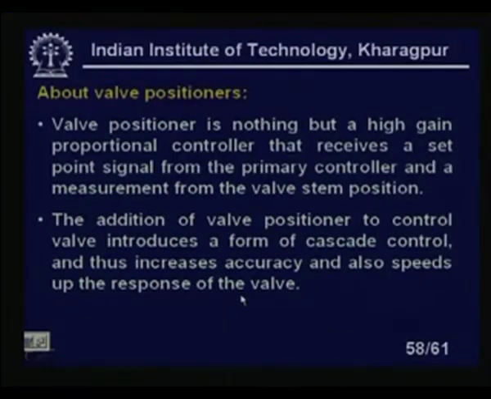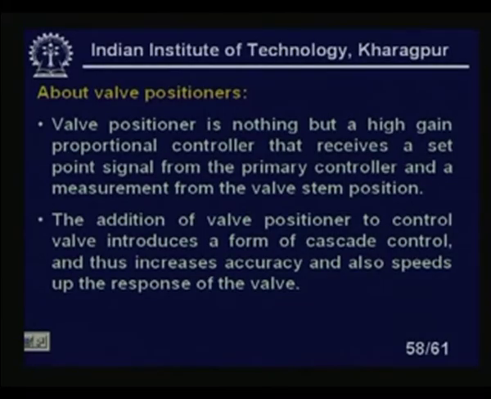Let us look at this. The addition of the valve positioner to the control valve introduces a form of cascade control. This is basically a cascade control. We have seen cascade control, two loops in nature. We have seen cascade control is extensively used in process, and it increases the accuracy and also speeds up the response of the valve.